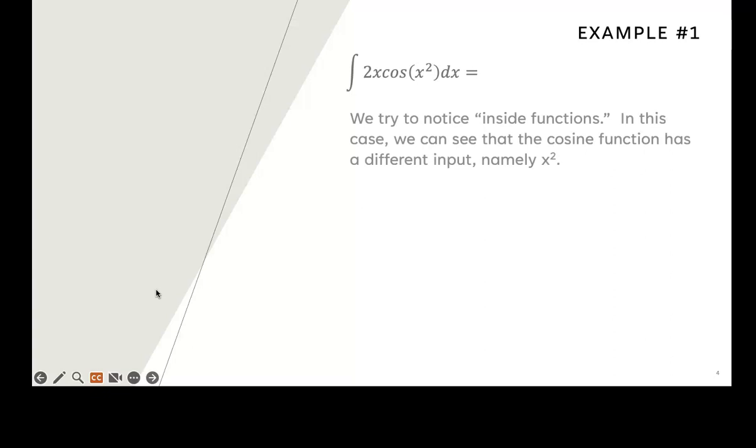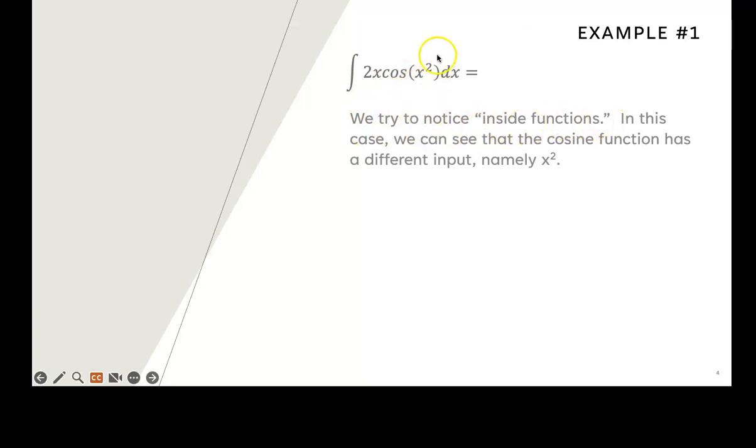So here's our first example, the integral of 2x cosine of x squared dx. And the main principle of all this is we're trying to undo the chain rule. So if we can find any sort of compositions or inside functions, then that's what we should be focusing on, because if that inside function existed before, when you took a derivative, it multiplied something extra into the derivative that we already had. So our idea is we want to try to notice inside functions.